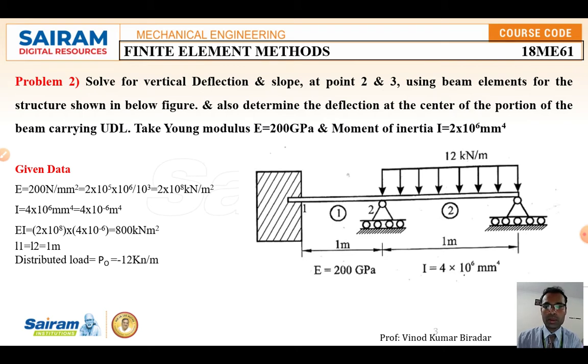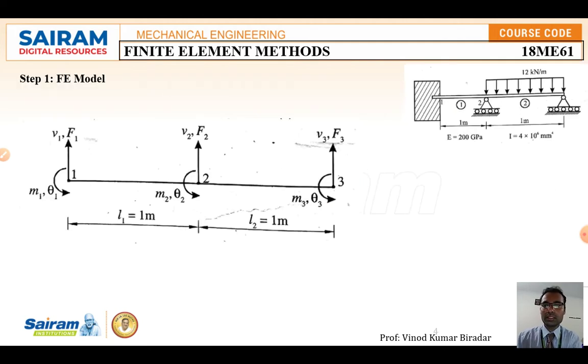Using this given data, we need to calculate the vertical deflection and the deflection at the middle point. I already told you the first step in FEM is to draw the free body diagram or FEM model comparing with the given diagram. Since it is a 3 node element, from node 1 to 2 is one element and node 2 to 3 is another element. Here the degrees of freedom are v1, theta 1, F1, M1, then v2, theta 2, F2, M2, and v3, theta 3, F3, M3. So v1, v2, v3 are the translational degrees of freedom, and theta 1, theta 2, theta 3 are the rotational.